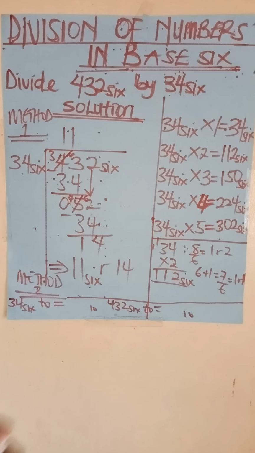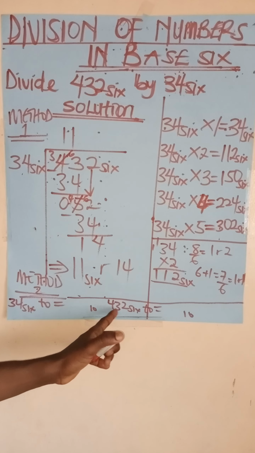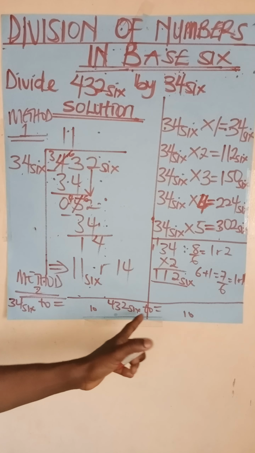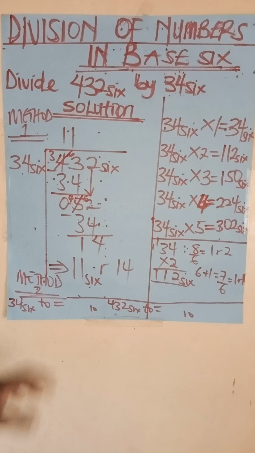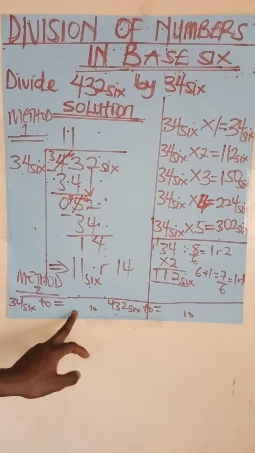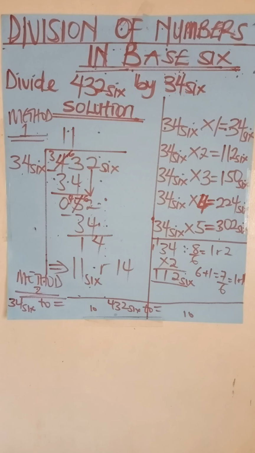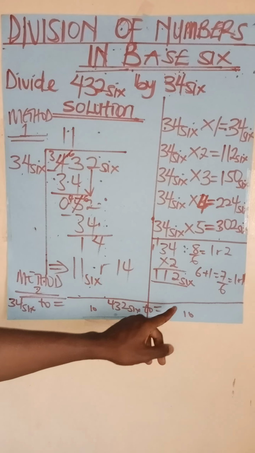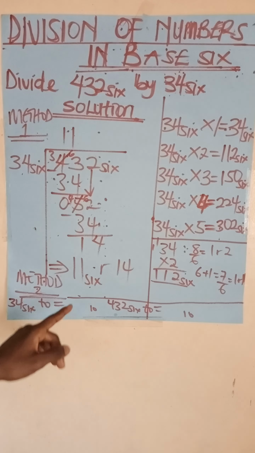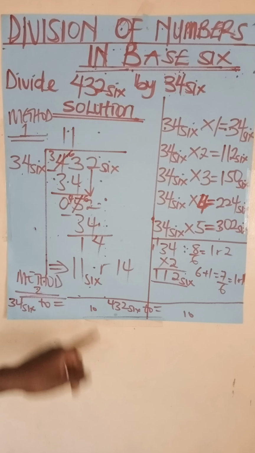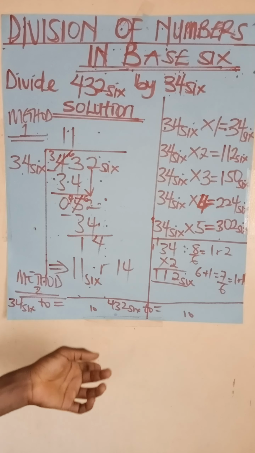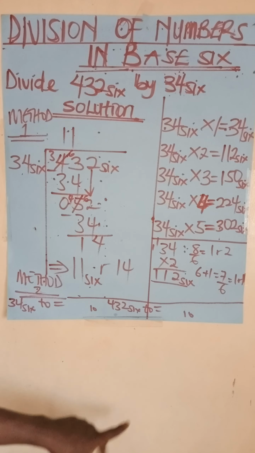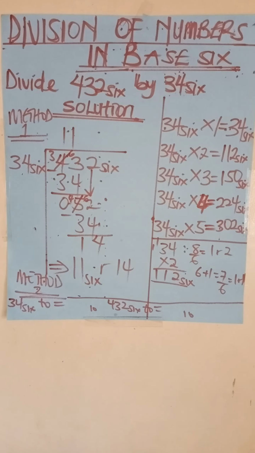You also convert this 432 base 6 to base 10. So after converting the two to base 10, you will now divide them up. Your answer here, you will use it to divide your answer here. Then after getting that, any answer you get, you will then convert it to base 6. You actually get the same thing with this.